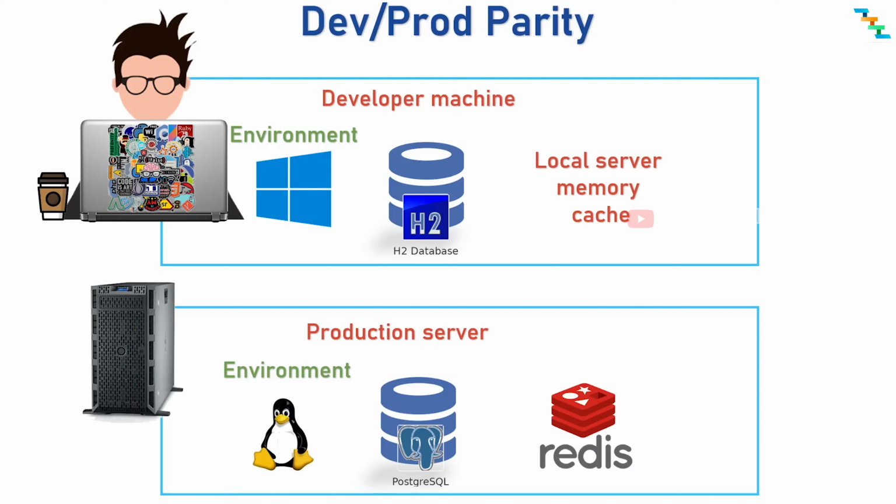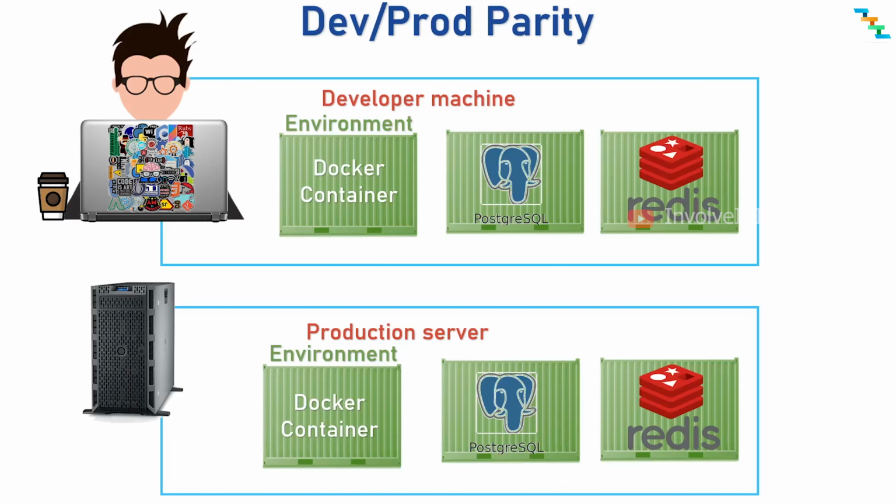A 12-factor application emphasizes using the same tools in all the environments. This difference can be removed with the advent of containers. With the help of containers, a developer can spin up a container for the application, another for the Postgres database, another for the Redis, with a simple Docker Compose file. And the same configuration can be used in production, thus removing the tool difference between the different environments and eradicating this "code works on my local" problem.